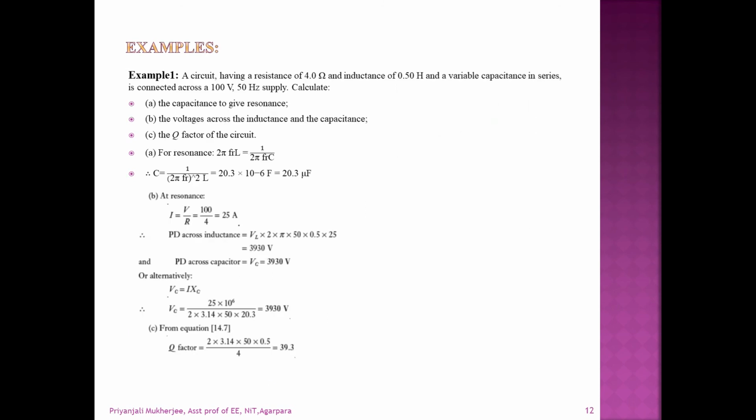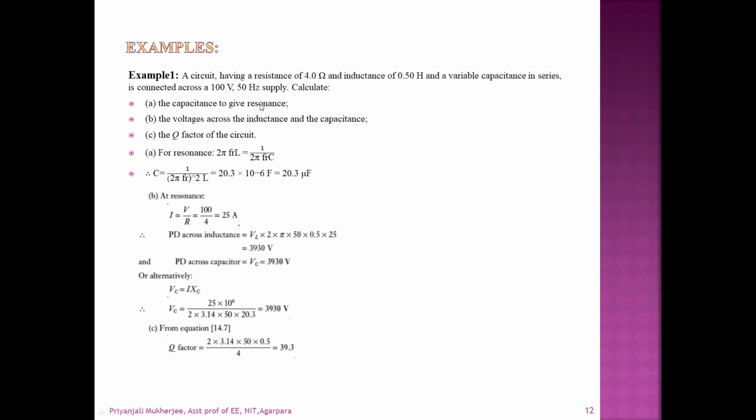So let us take an example. A circuit is given which has a resistance of 4 ohm and inductance of 0.5 Henry. A variable capacitance is in series and it is connected across a 100 volt 50 hertz supply. We need to calculate the capacitance at the resonating condition, the voltage across inductance and capacitance, that is VL and VC, and the Q factor of the circuit.